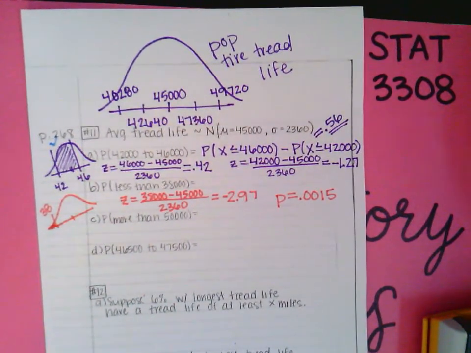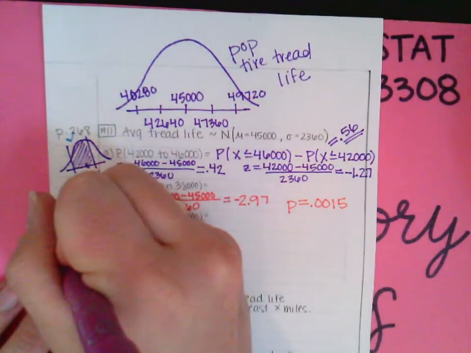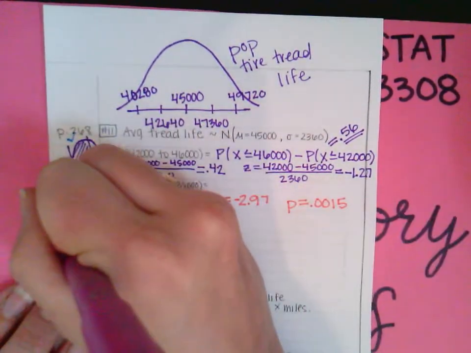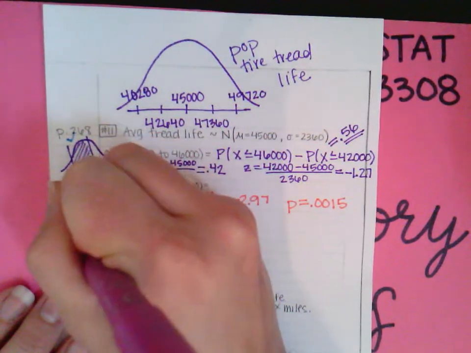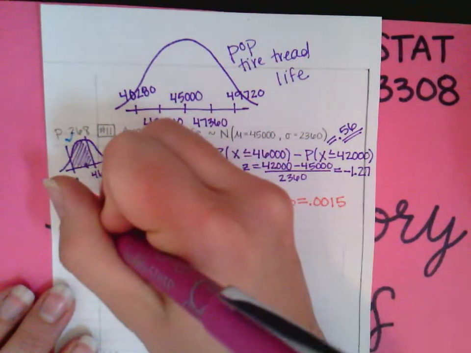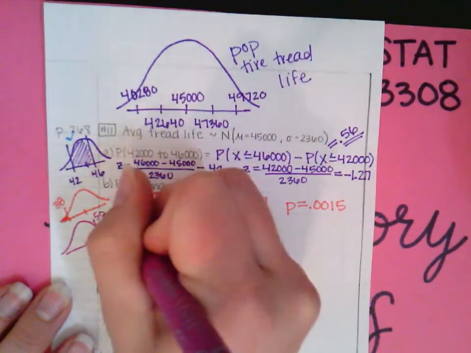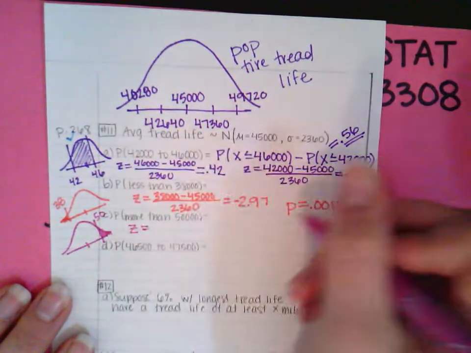Right, we're going to do part C together as well, and part D is just like part A, okay? Then I want to talk a little bit about the calculator stuff. So if I want more than 50, here's 45, 50 is going to be above 49, so 50 is going to be up here somewhere, right? So let's find that z-score. It's going to be 2 point something.